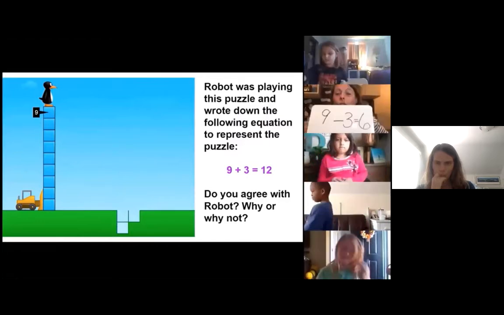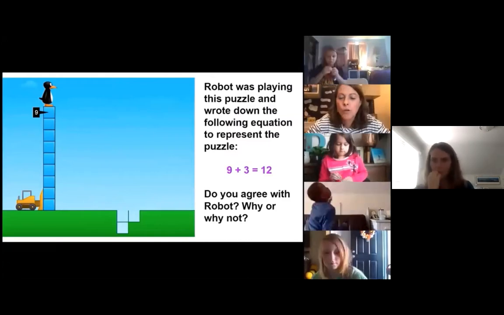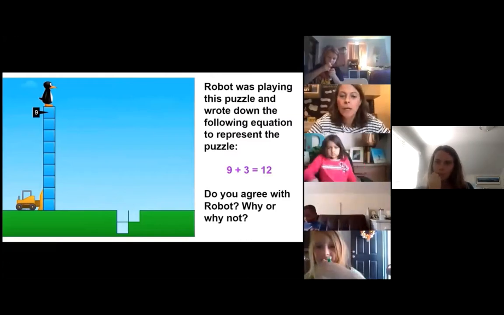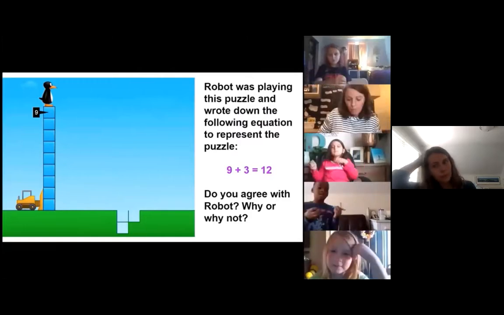Hadley, could you tell a story about this puzzle? Could you make this puzzle into a story problem? I'm putting you on the spot. Do you think you could tell a story about this puzzle? What would you say if you were telling a story? How might it sound as a word problem or a story problem?